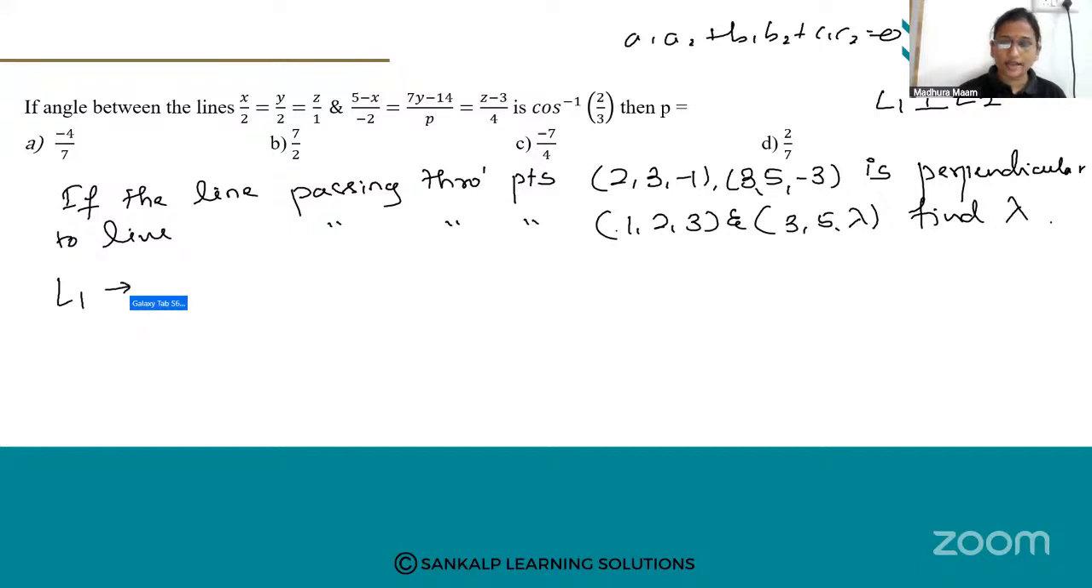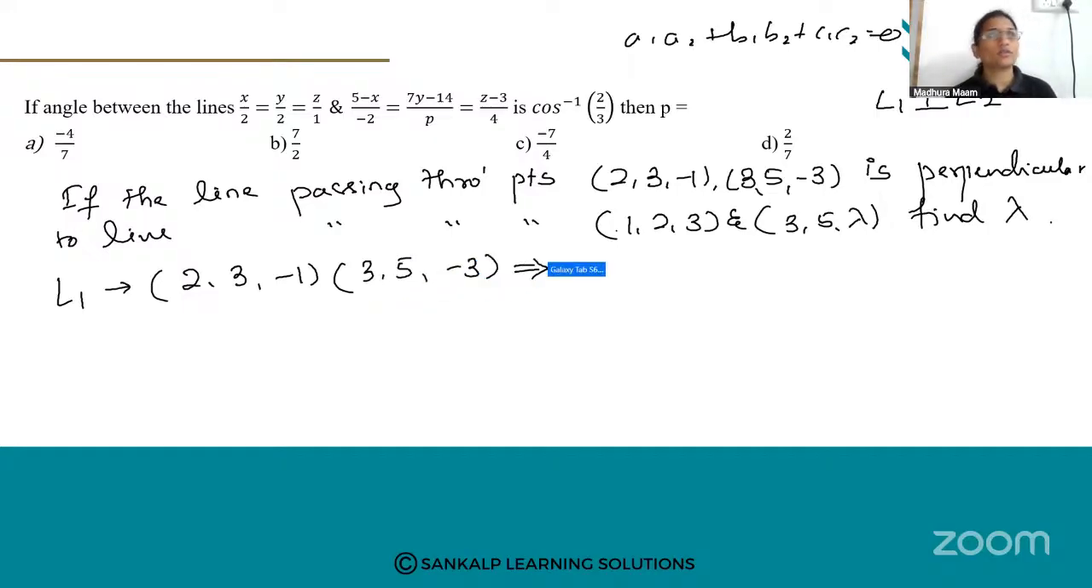So first, L1 is passing through what? 2, 3, minus 1 and 3, 5, minus 3. Correct? So how do you find the direction ratios? x2 minus x1, y2 minus y1, z2 minus z1. So 3 minus 2 is 1, 5 minus 3 is 2, and minus 3 minus of minus 1 is minus 3 plus 1, which is minus 2.